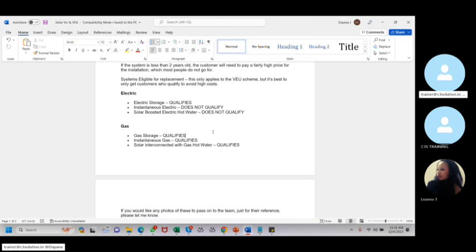The electric should not be interconnected with solar or gas or other things. Forget about your booster system and all. If it is an electric storage, it should be standalone electric. There is a tank, there is a pipe inside, and it should be on an electric plug-in. They are using a standalone electric storage. That electric shouldn't be connected with solar or anything. If it is interconnected, it is not qualified.